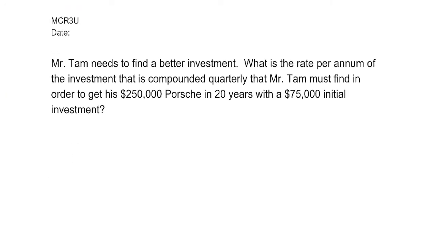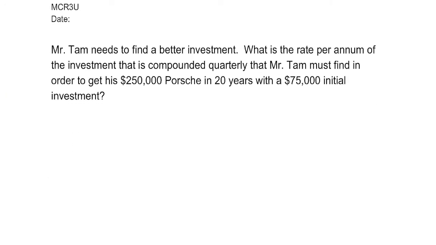So here will be another situation. Obviously, I need to find a better investment. One way I could do that is find a better interest rate. So what is the rate per annum of the investment that is compounded quarterly that I must find in order to get my $250,000 Porsche in 20 years with an initial investment of $75,000?